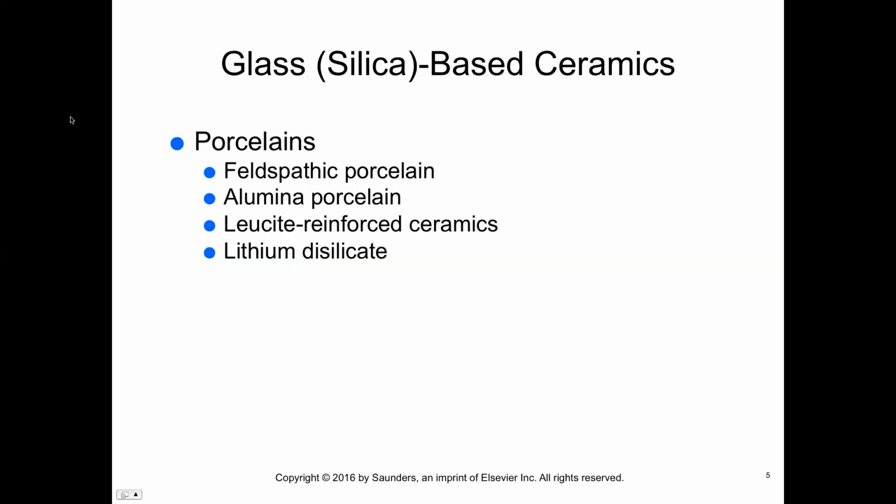Alumina porcelain was developed in 1965 to enhance the fracture resistance compared with the conventional feldspathic porcelain. It's about half aluminum oxide by weight in a melted glass matrix. It's fabricated by dry pressing it on a refractory die and then sintering it at a high temperature.